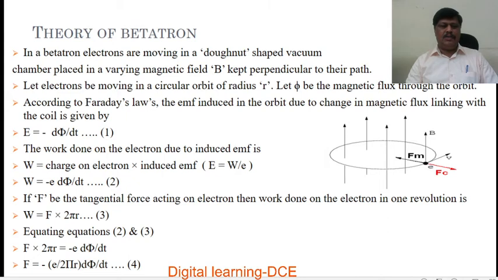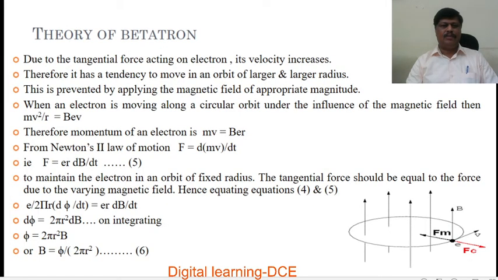Equating equations 2 and 3, work done is equal to work done. So F into 2 pi r is equal to minus E into d phi by dt. Equate for F: F is equal to minus E over 2 pi r into d phi by dt. Call this equation number 4.